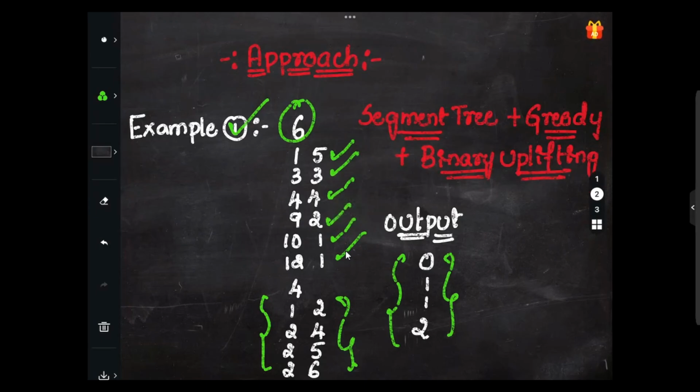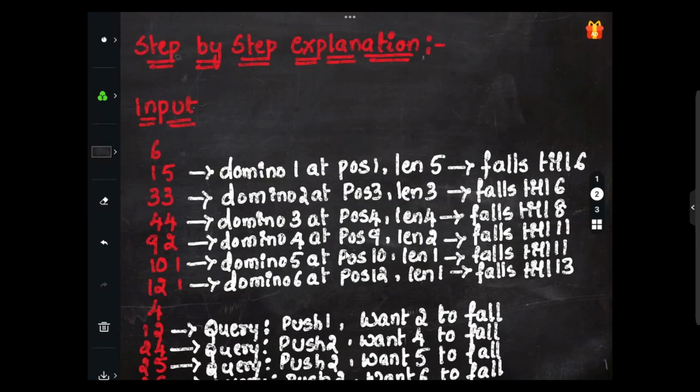Let's move on with the step-by-step explanation. Here we have considered the same input, right? This line, 1 5, indicates that domino 1 is at position 1, length 5. Domino 2 is at position 3, length 3. Same goes with 4 4, 9 2, 10 1, 12 1. The 6 indicates that we have been given 6 dominoes. I hope this is completely fine.